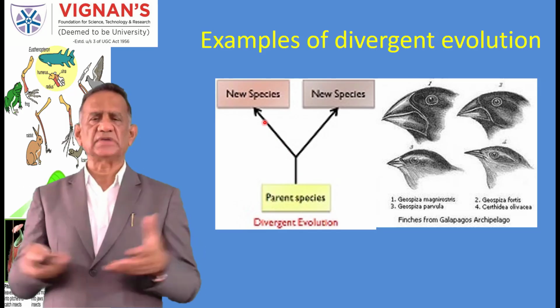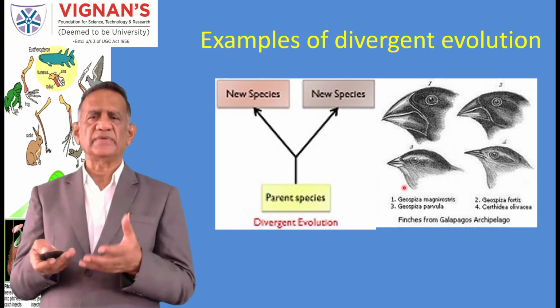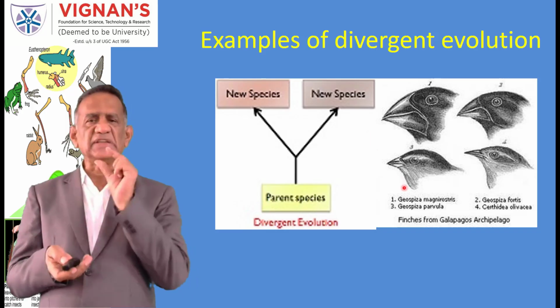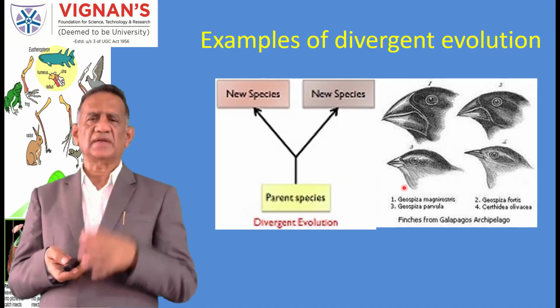As a result, all these archipelago birds, Galapagos birds, are all surviving in one island, because each beak is meant to eat one type of prey. So like that they are surviving there.